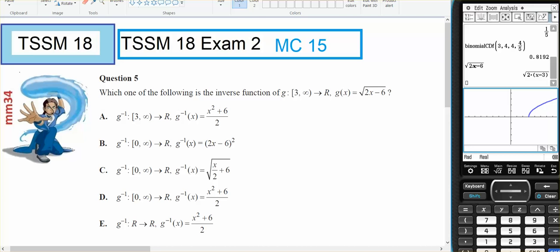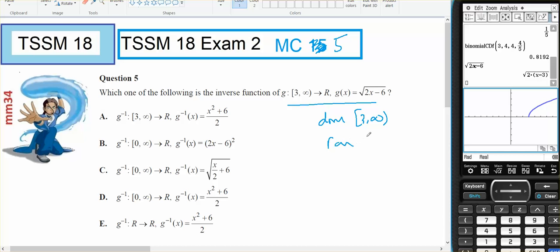So this is for TSSM exam 2, multiple choice 5. Which of the following is the inverse function of this? So I've drawn this. The domain of this is 3 to infinity.